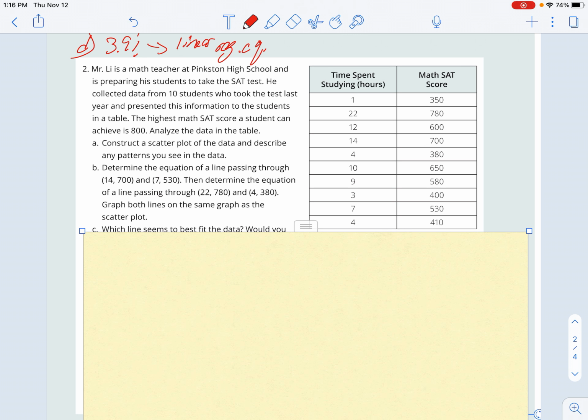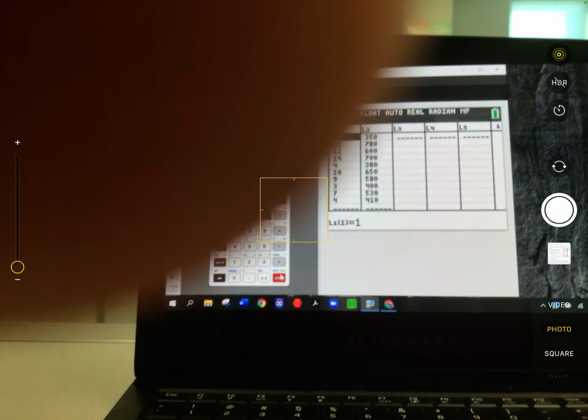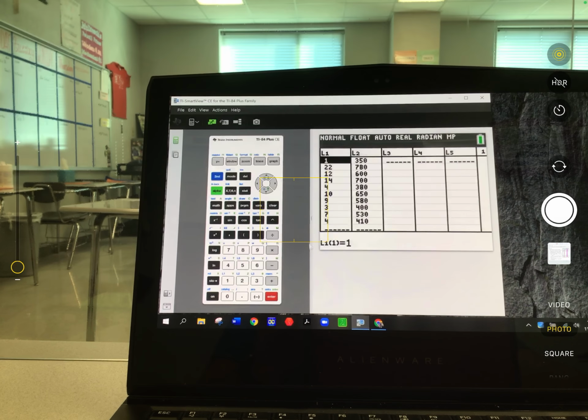So we're going to start by doing question A, plugging this into the calculator. Remember, this is going to represent L1, and then the other one's going to represent L2, list 2. So let's start by doing part A. Now, you should have already gone into your stat edit and put that into your calculator.